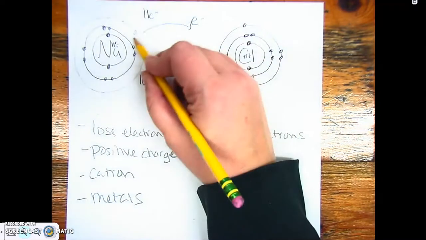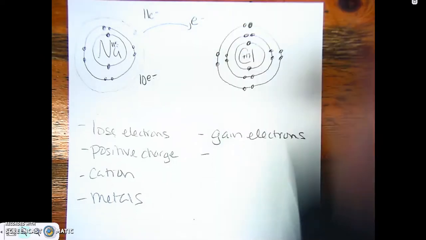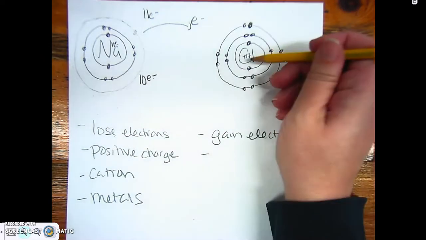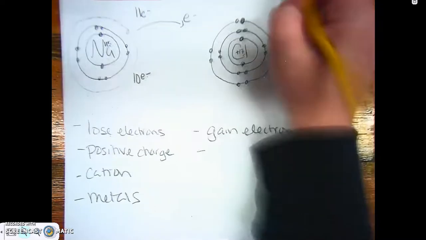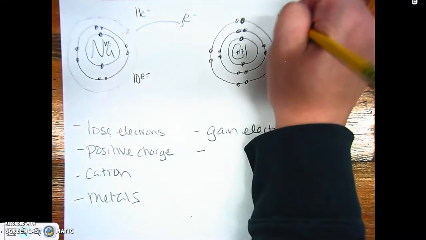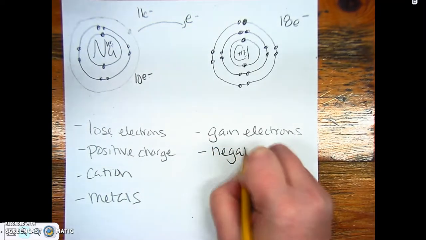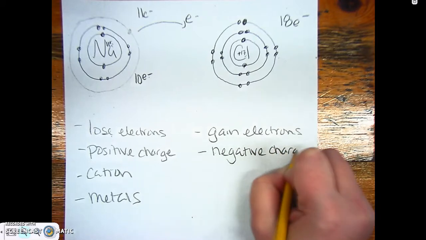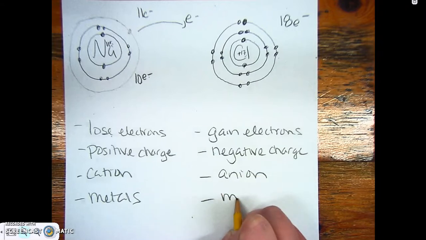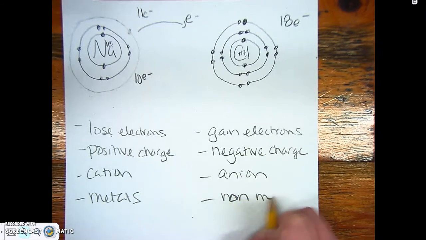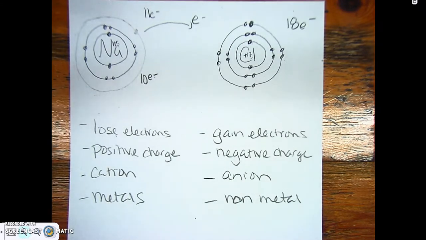So where did that negative electron here go? It's going to come over here, and it's going to go into this chlorine. At first, we had 17 protons and 17 electrons. Well, now I have 17 protons and 18 negative electrons. So you're going to have an extra electron, which means you're going to have a negative charge. We call those an anion, and these are all nonmetals.